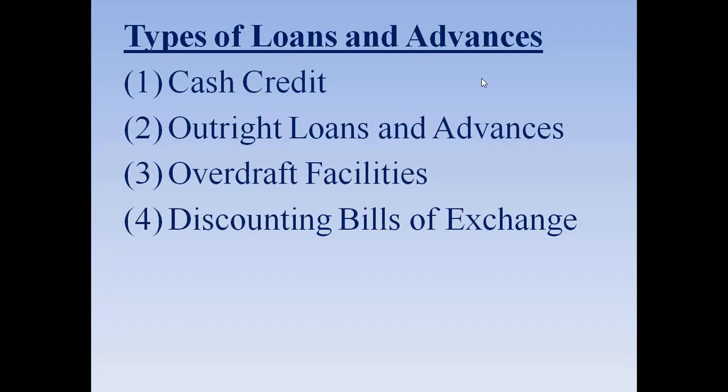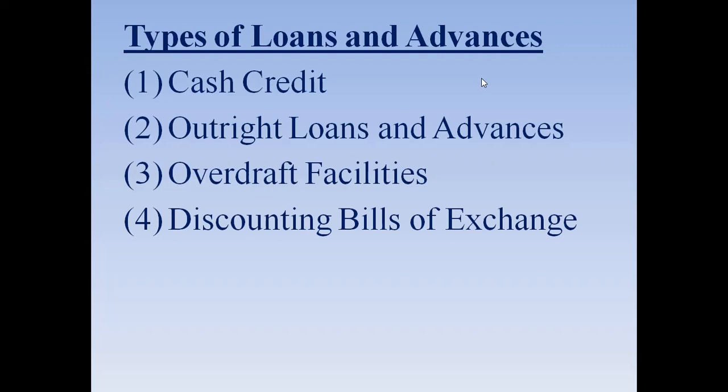And remember, in outright loans the borrower has to pay the interest on the entire amount, that is 50,000. I have to pay the interest on 50,000 only. But in the case of the cash credit, whatever the customer is using out of the total credit limit, whatever the money is withdrawn by the customer, only on that part the interest will be charged. So this is the only difference between the cash credit and the outright loans and advances.